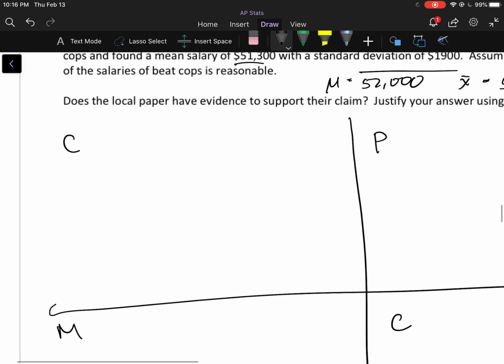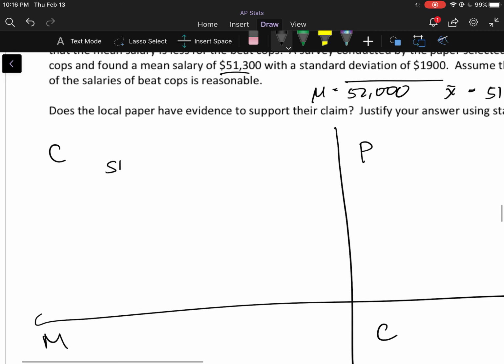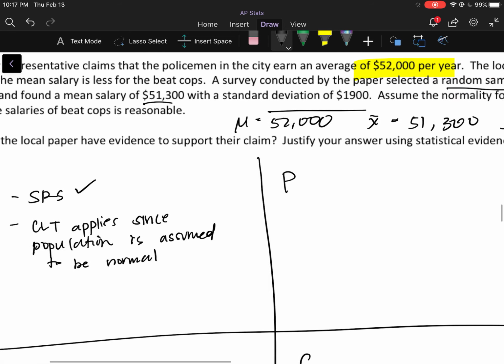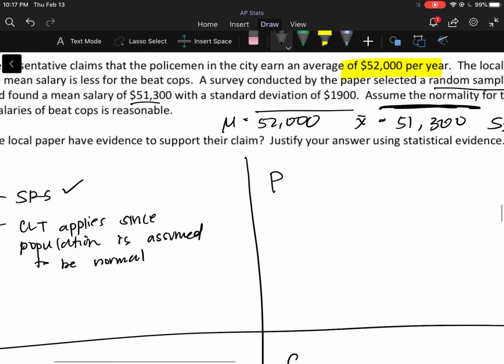The problem says that this was a simple random sample, so we're good. We also know that CLT applies since the population is assumed to be normal, right? It says that in the problem. It says to assume the normality.